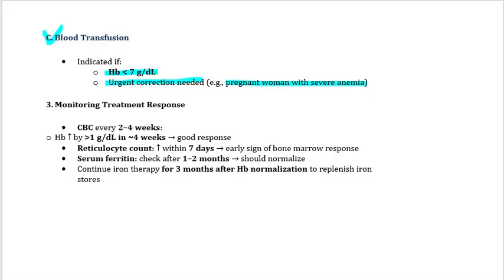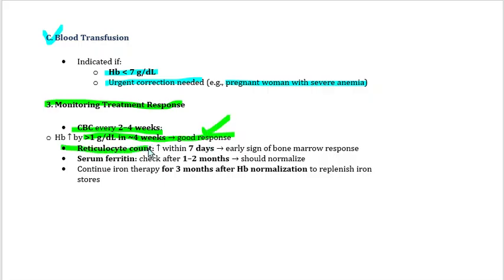Now, how is the monitoring done? CBC every 2 to 4 weeks. Hemoglobin increases by 1 gram per deciliter in almost 4 weeks. If it increases by 1 gram per deciliter in 4 weeks, then it is a good response.